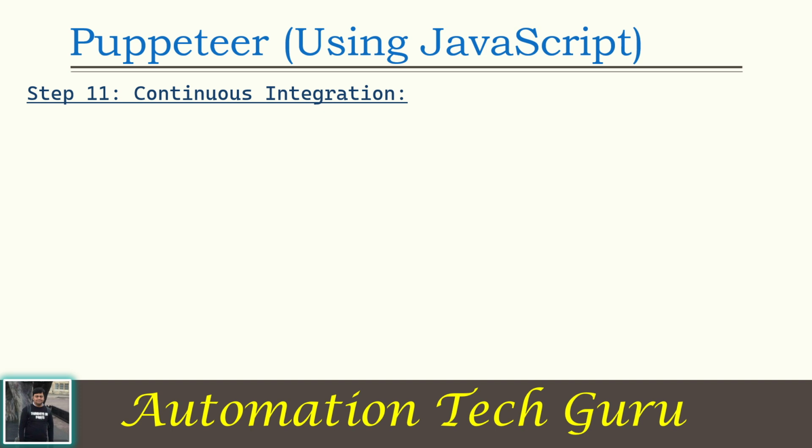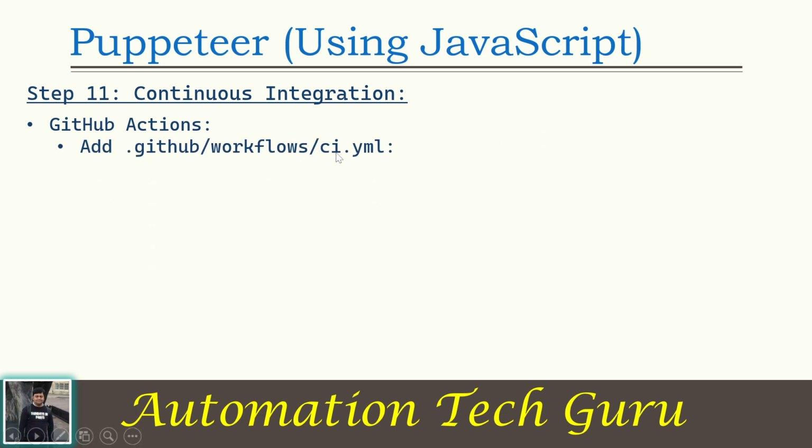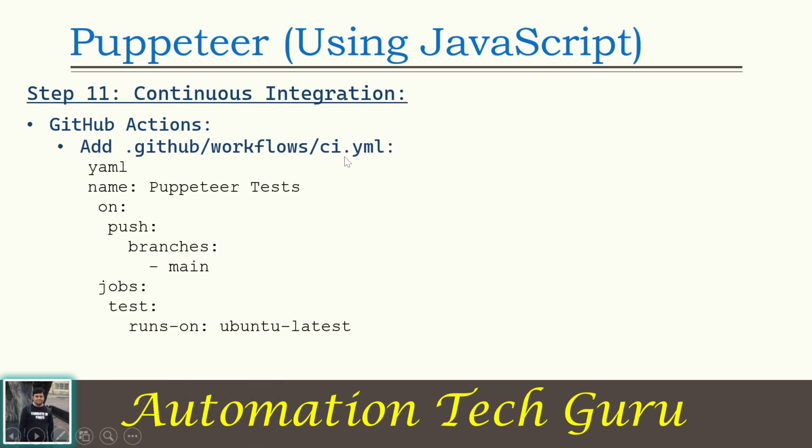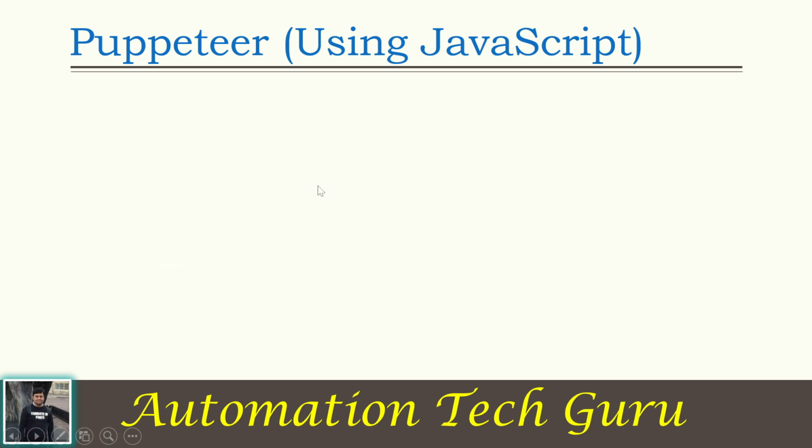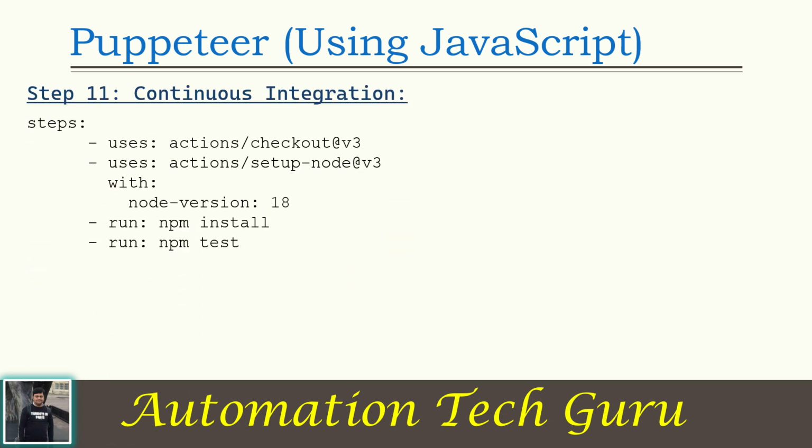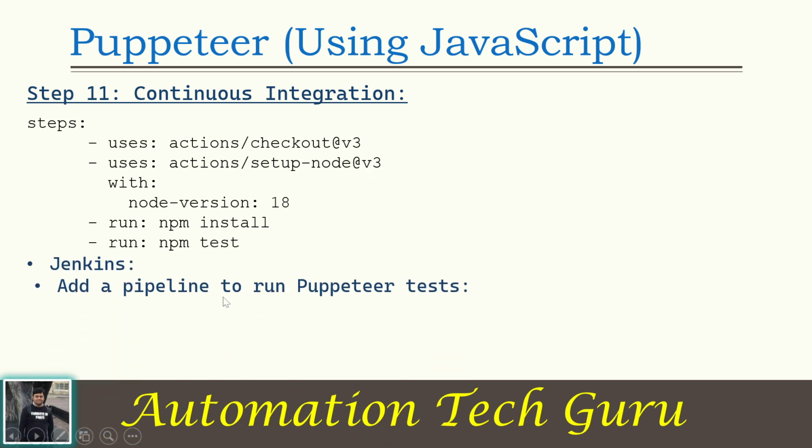And next is continuous integration, GitHub Actions. So add .github/workflows/ci.yml. This is the YAML file you can use for GitHub. And then next are the steps. You can use actions checkout, setup node, and then with Jenkins, add a pipeline to run the Puppeteer tests.